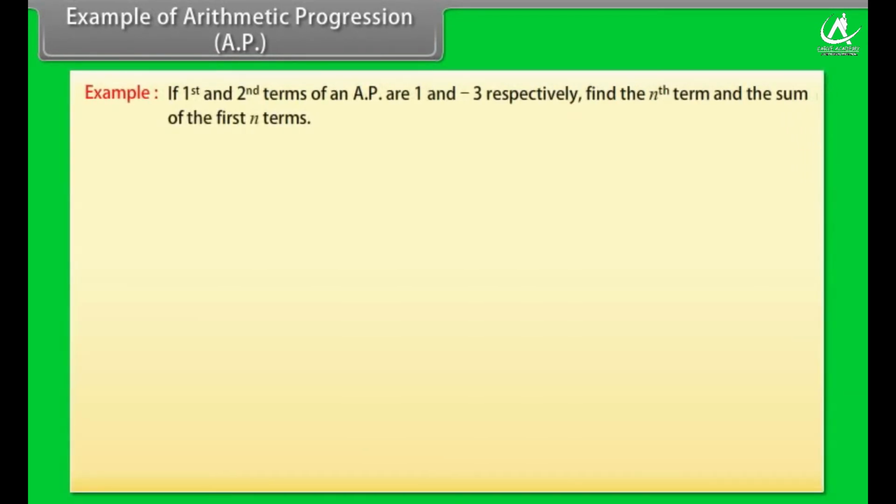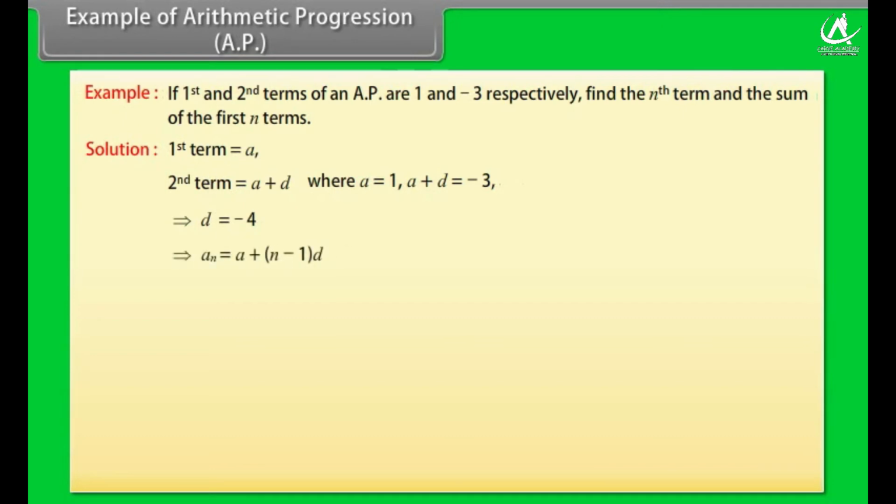Example of arithmetic progression AP. Example: if the first and second terms of an AP are 1 and minus 3 respectively, find the nth term and the sum of the first n terms. Solution: let the first term be A and the second term be A plus D, where A is equal to 1 and A plus D is equal to minus 3. It implies D is equal to minus 4.